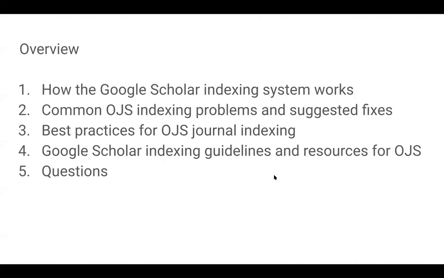Broadly, what I'll be going over is first how the Google Scholar indexing system works to index OJS articles. I'll go through some common OJS indexing problems and suggested fixes. At the end, I'll describe a few best practices for OJS journal indexing. And finally, I'll point you to some really good indexing guidelines and resources, both at Google Scholar and elsewhere, that will help you understand both the best practices and the reasoning behind them.